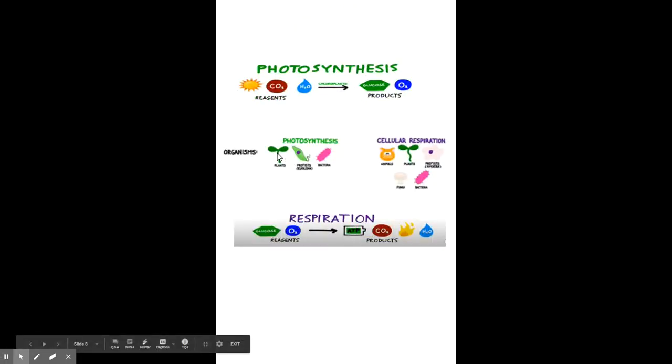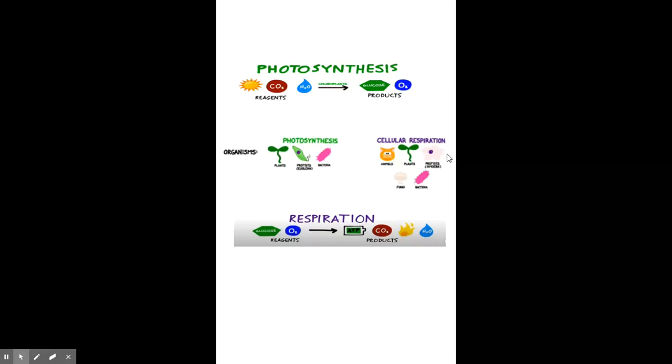Photosynthesis happens in certain organisms that we call producers or autotrophs. So plants, some protists like algae, and prokaryotes or bacteria. Respiration, if you notice, which is the exact opposite, happens in all living things. And in respiration, we start out with glucose and oxygen, and we're making ATP, giving off carbon dioxide and water.